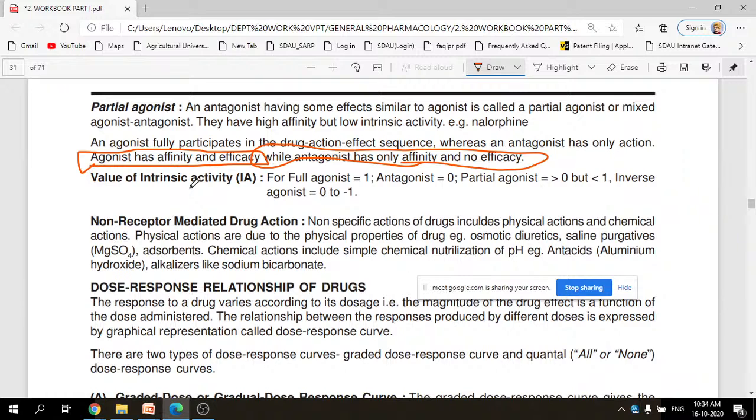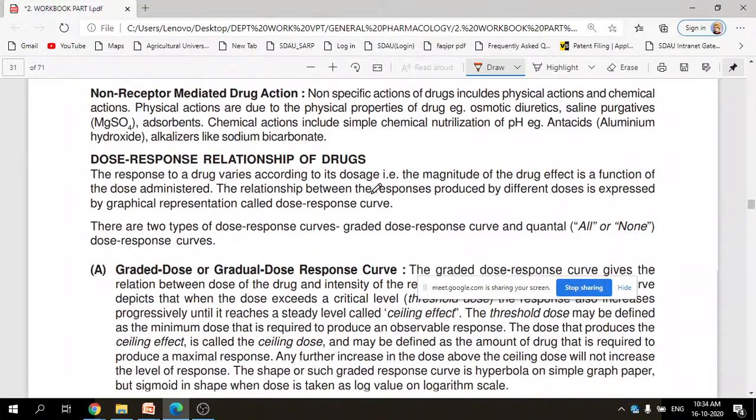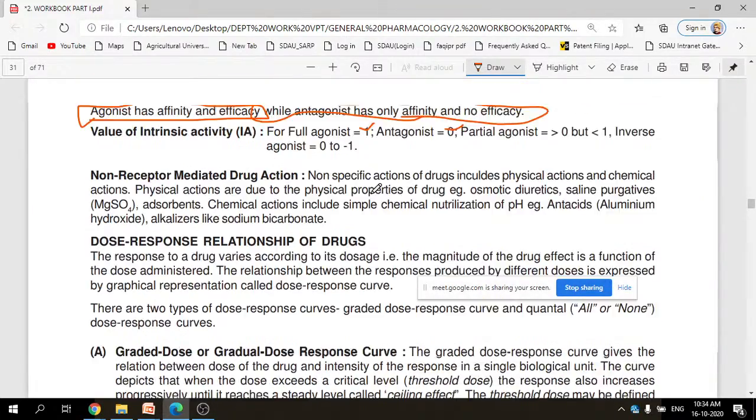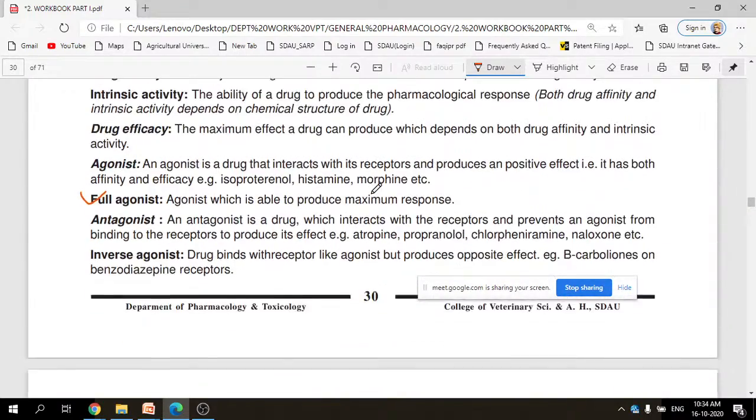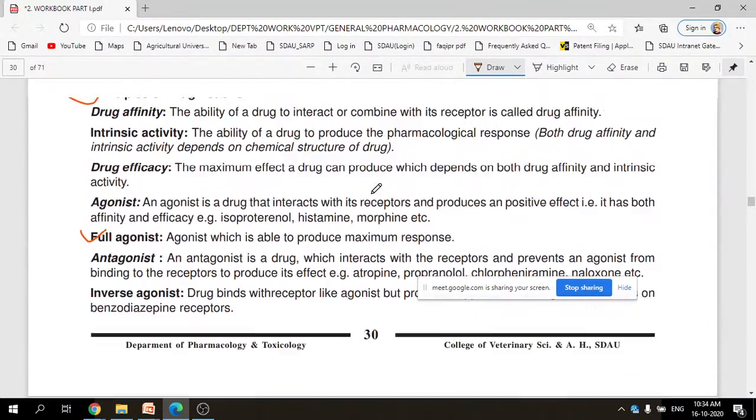Now, the value of the intrinsic activity: for a full agonist, which produces the maximum response, the value is 1. Antagonist, it is 0. Partial agonist, it is greater than 0 but less than 1. Inverse agonist, it is 0 to -1. So this is the agonist, antagonist, partial agonist, efficacy and affinity.